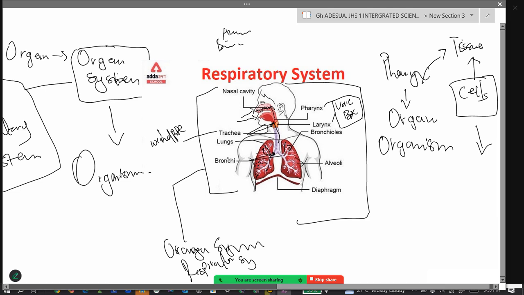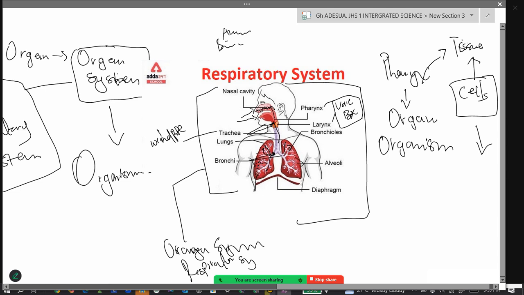Okay? So let's do a quick recap. Now you take in the air. Where does the air enter? It enters the nose or the nasal cavity. It goes through the pharynx. It comes to the larynx. It comes to the trachea. Then it will move from the trachea. It will go into the bronchus and then to the bronchioles. Then it will enter into the alveoli. And in the alveoli, that is where the gaseous exchange occurs.